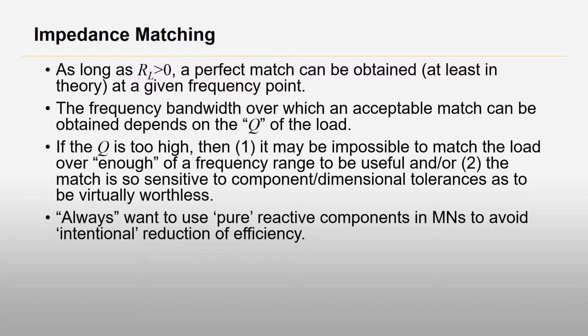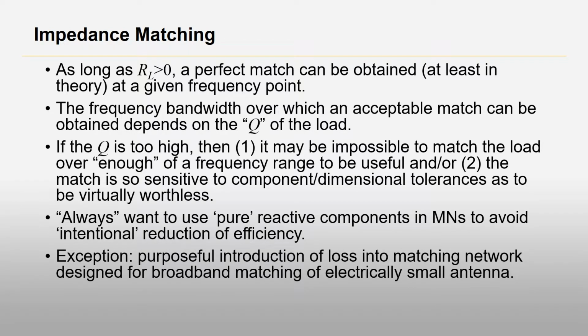Another concept that's important to understand in impedance matching is that we always want to use purely reactive components in the matching network. Otherwise, we will have an intentional reduction of efficiency, which is generally not desirable. Now, there is an exception to this. If your Q is very high, such as for an electrically small antenna, you may want to introduce some loss to de-Q things, and this will make your matching network work over a broader frequency range and additionally make it less sensitive to component and dimensional tolerances.